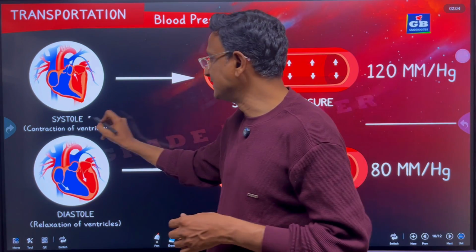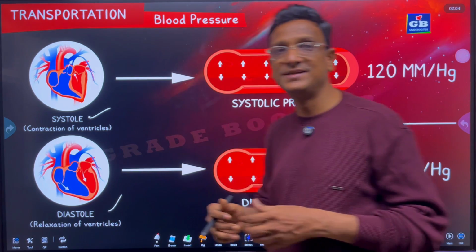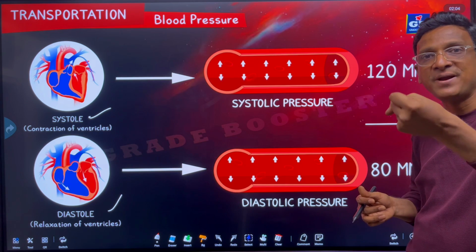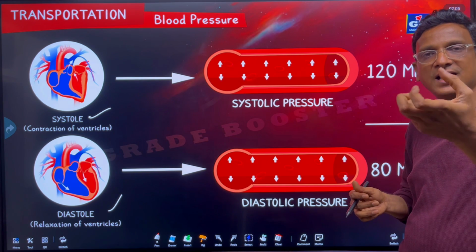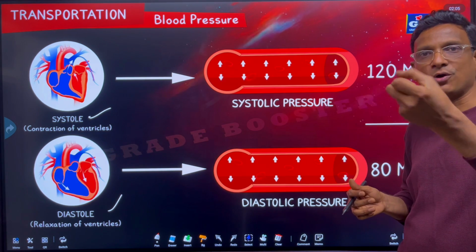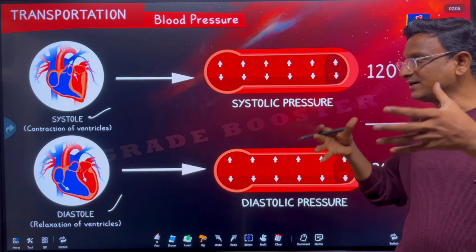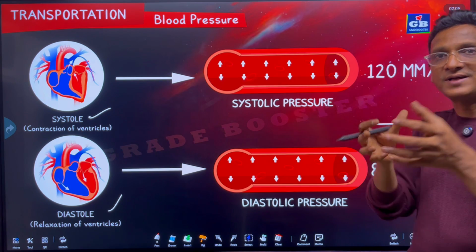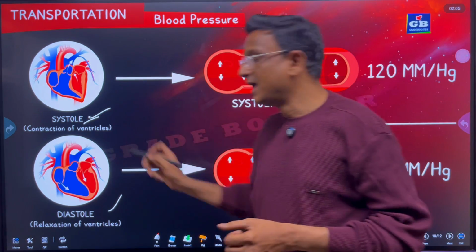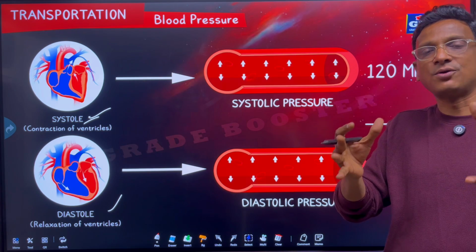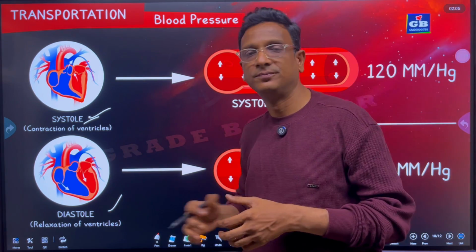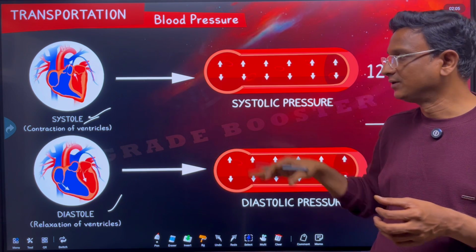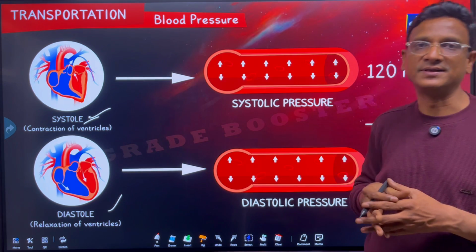What is systole and what is diastole? Systole means the contraction phase of the heart, the pumping phase. The heart contracts and relaxes, contracts and relaxes. The ventricles contract, pumping the blood, and relax. The contraction of the heart is called systole, and the relaxation is called diastole. Right, children? Systole is contraction of the ventricles, diastole is relaxation of the ventricles.